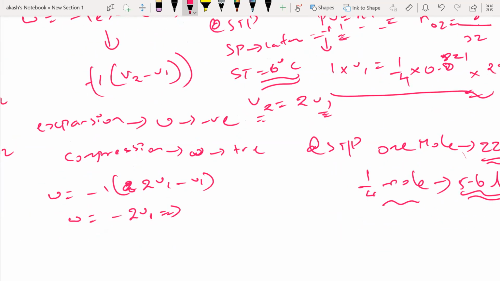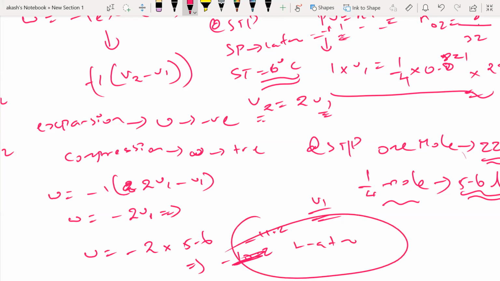So 2 into V1, this is your initial V1, right? So 2 V1 is the work done. So minus 2 into 5.6. You must be getting the answer as minus 11.2 liter atmosphere. This is the final answer. Minus 11.2 liter atmosphere is going to be the final answer.